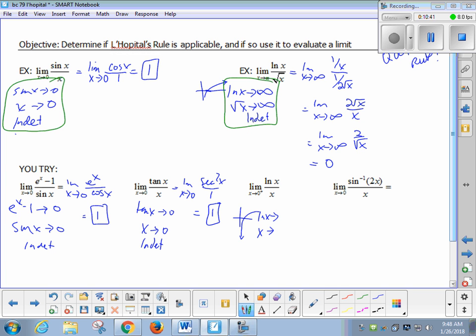How are we doing? Another minute, or are you good? Okay. For the second one, do you agree that tangent and x both go to 0, so it is indeterminate? The derivatives are secant squared over 1, which is 1. Any questions on the second one? Okay. Third one, log. I am visual, so it helps me to think of the picture.